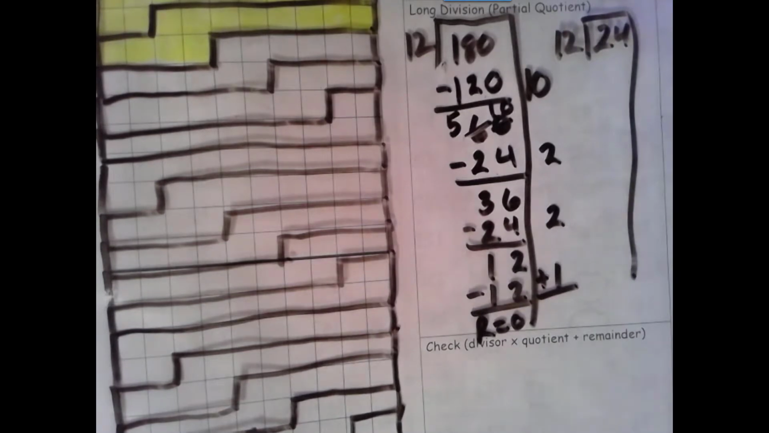Now you may have already realized that 5 times 12 was 60 and you got to the answer quickly, and that's fine. I just want you to see that there's more than one way to get to that right answer. 10, 11, 12, 13, 14, 15 is our quotient.